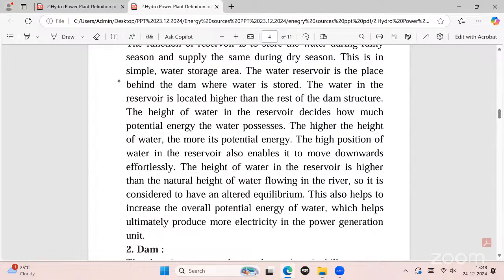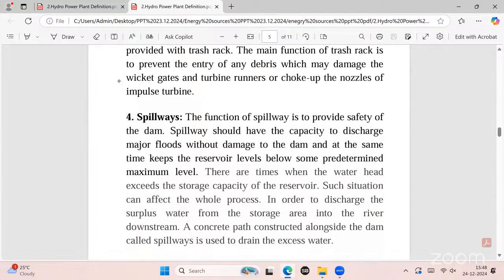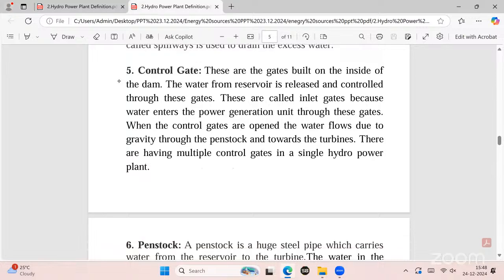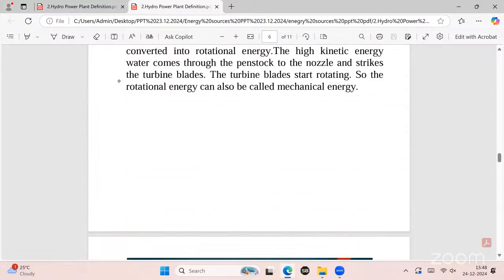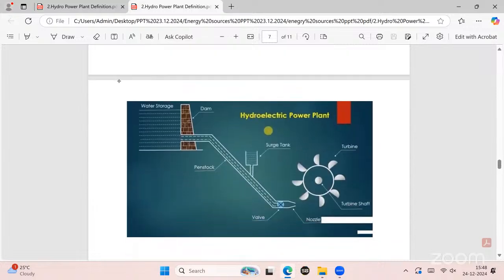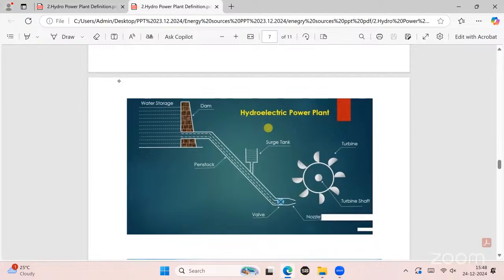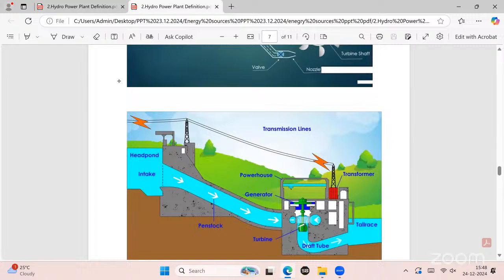Next one, dam. Next one, trash rack. Next one, spillway. Next one, control gate. Next one, penstock. Next one, valve, nozzle, turbine. This is the diagram. You can draw this diagram, any one diagram, your wish. I have given two diagrams.